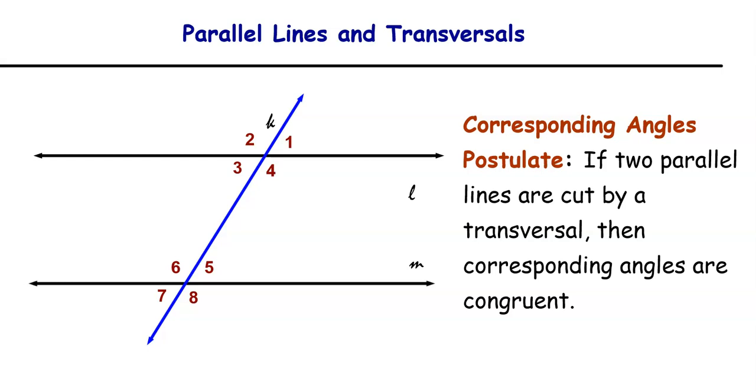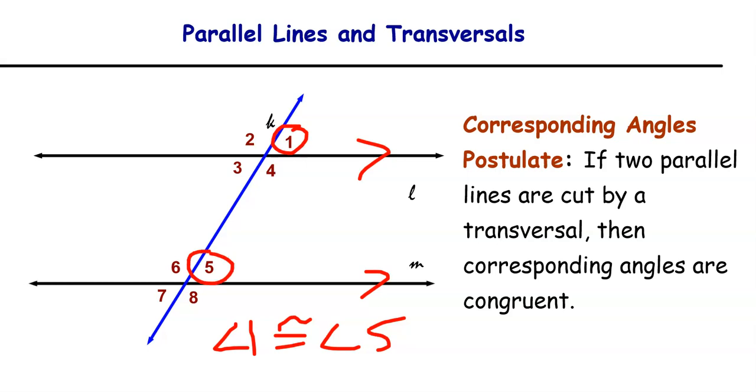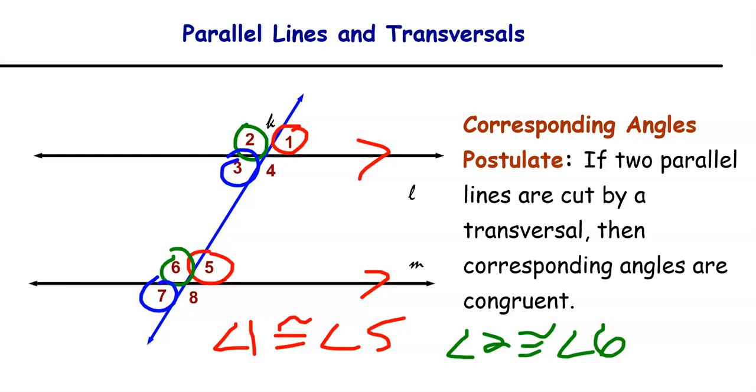So in this case, if we say the line L and line M are parallel, the corresponding angles postulate tells us that angle 1 is congruent to angle 5, because they are corresponding angles. It tells us that angle 2 is congruent to angle 6 because they are corresponding angles, and so too with angles 3 and 7 and with angles 4 and 8.